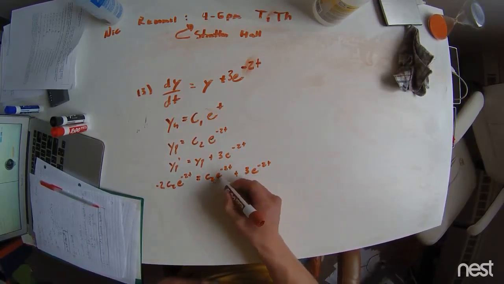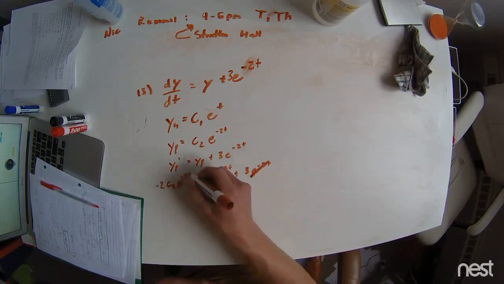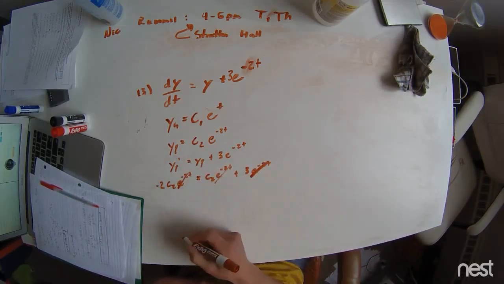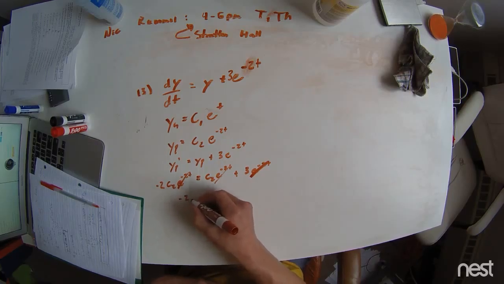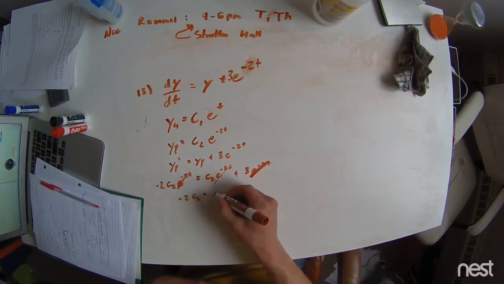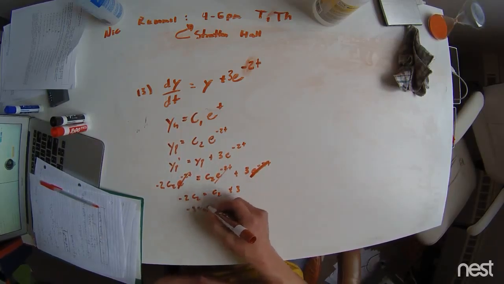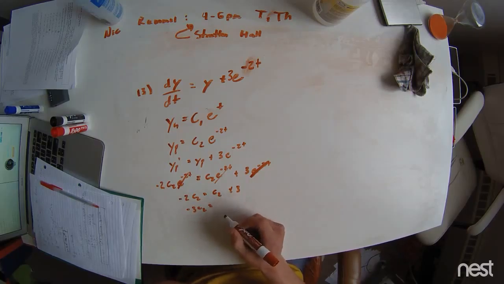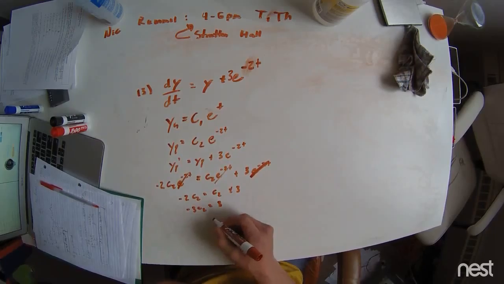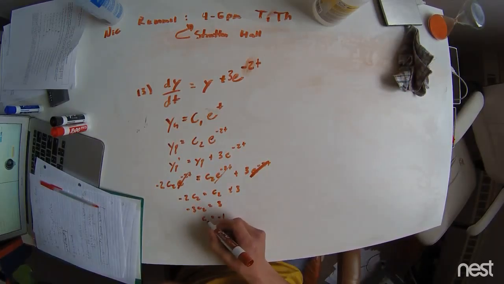Now we can cancel all of these, because if we divide through, we can just see that those all go away, and we get negative 2c2 equals c2 plus 3. We get negative 3c2 equals 3. And then we get negative 1 equals c2.